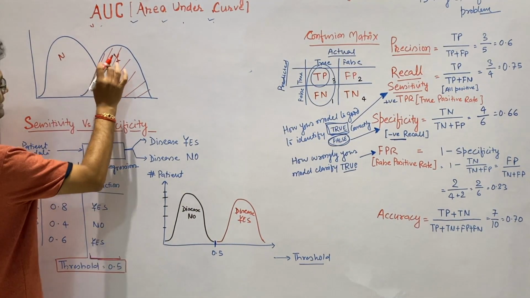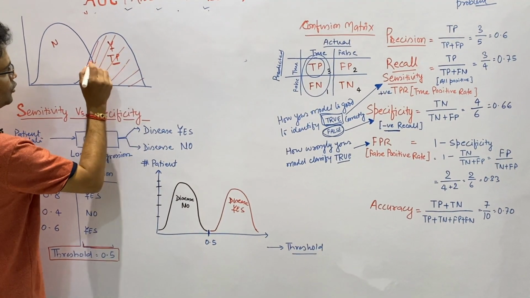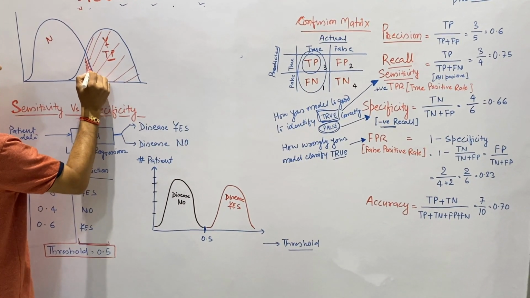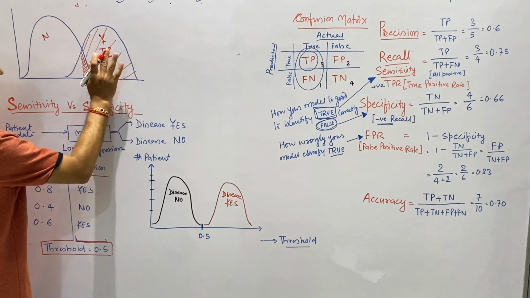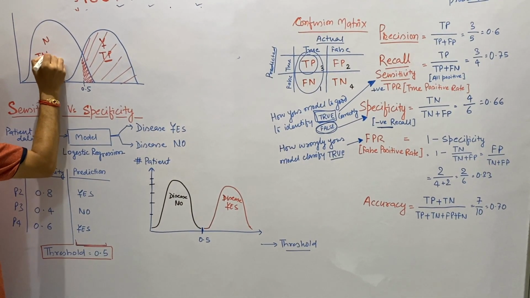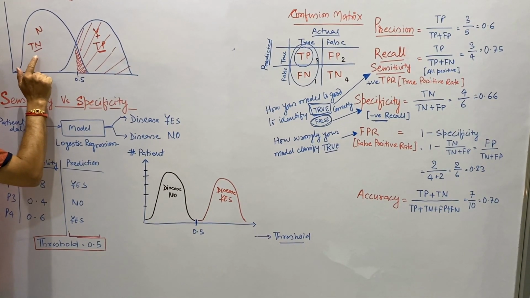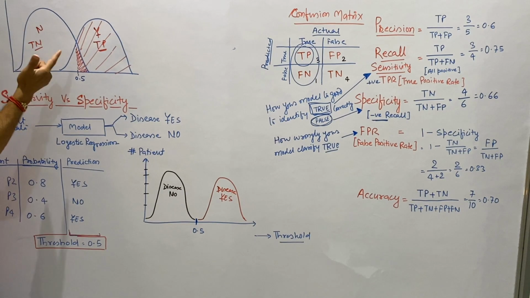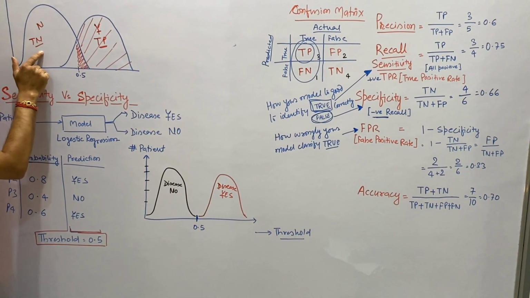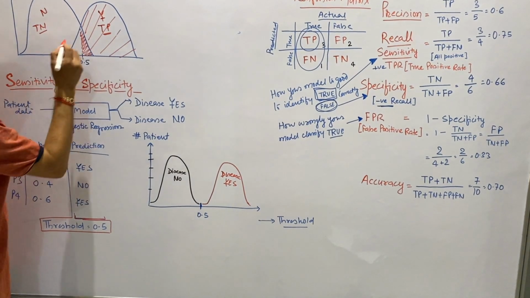So this part is completely yes, this is the true positive, no problem from here to here. This is the true negative from here to here, no issues. The problem is that the patients who would not develop the disease are also coming into this area, right, this area.